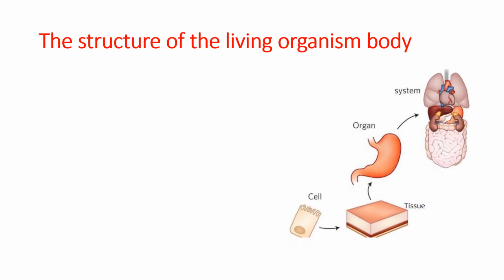The structure of the living organism's body. The building unit of the living organism's body is the cell. A group of cells makes a tissue. A group of tissues makes an organ. A group of organs makes a system. And many systems working together make the body.